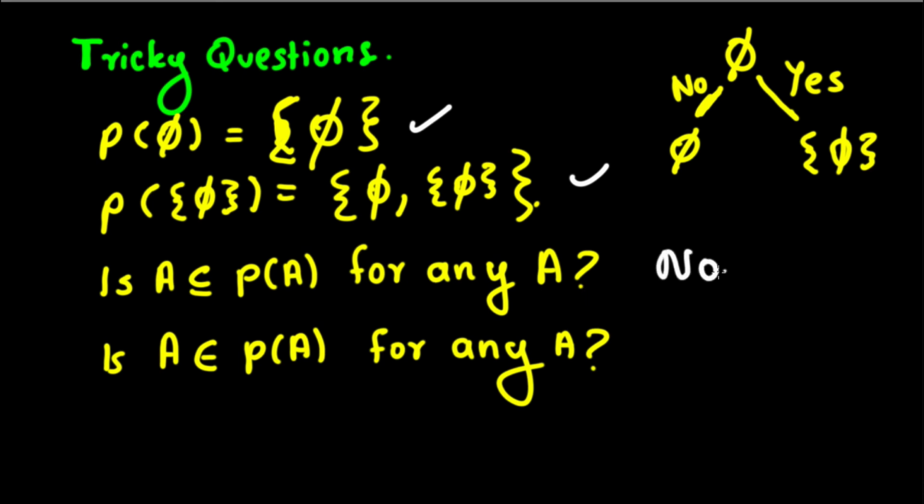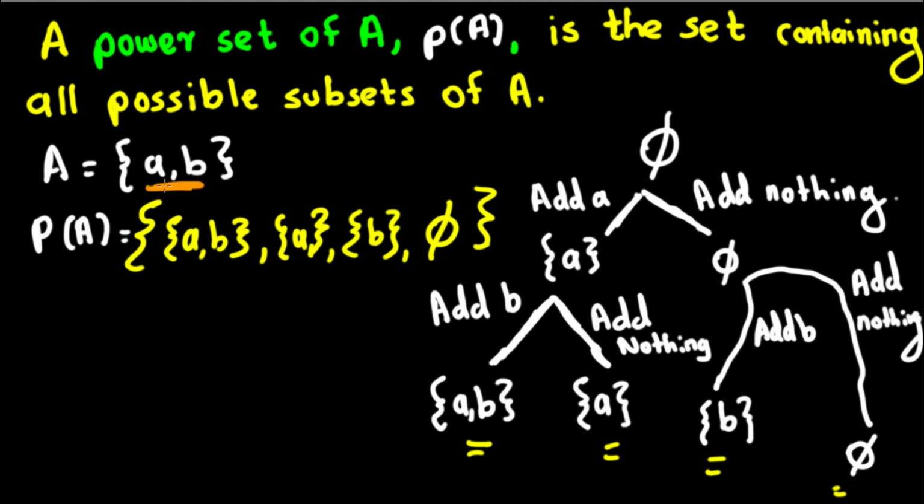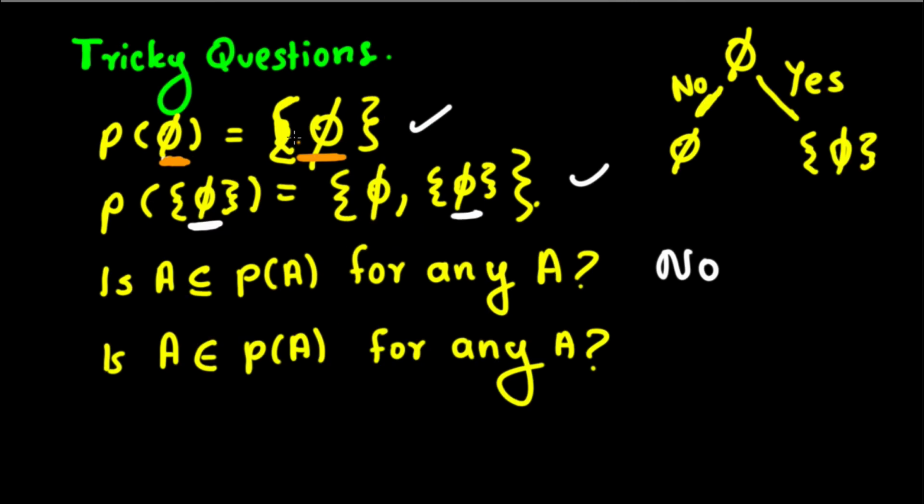Now, is A a subset of P of A for any A? The answer is no. Let's see why. For example, if you look at this one, this subset is an element here. This is not a subset of this one, right? P of A is not a subset of A, but for only this one it's true, because this is capturing the whole thing. Let's look at this one. Here we have a, b. Is it a subset of P of A? It's one of the elements, but it's not the whole thing. For some cases it's true, but it's not always true.